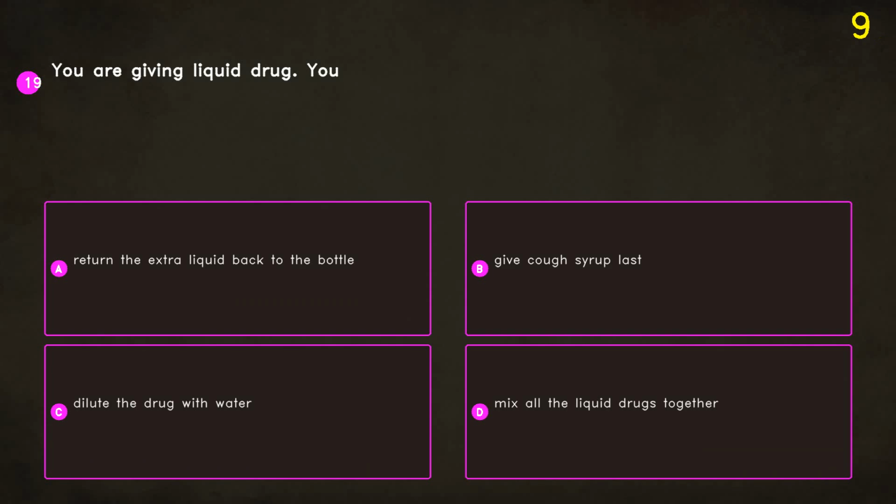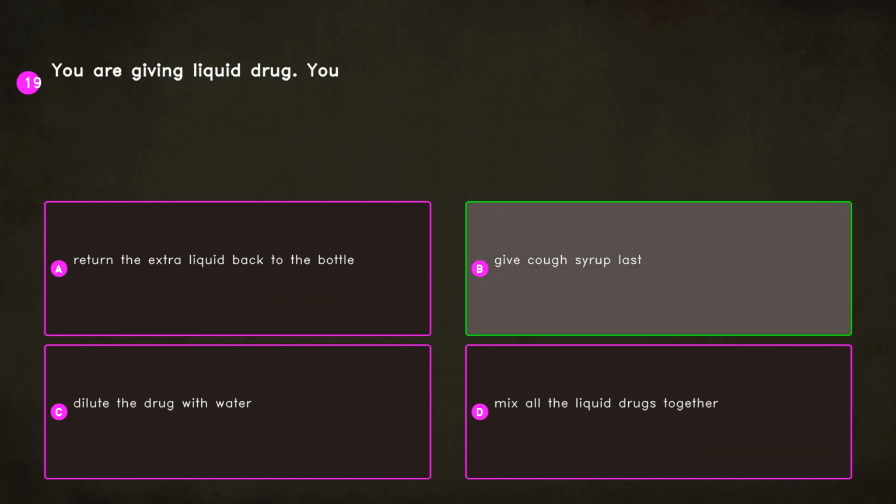Question 19. You are giving liquid drugs. A. Return the extra liquid back to the bottle. B. Give cough syrup last. C. Dilute the drug with water. D. Mix all the liquid drugs together. The correct answer is give cough syrup last.